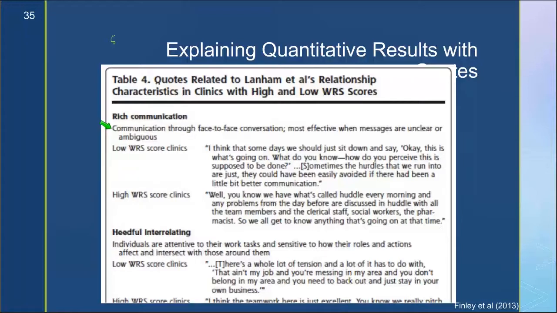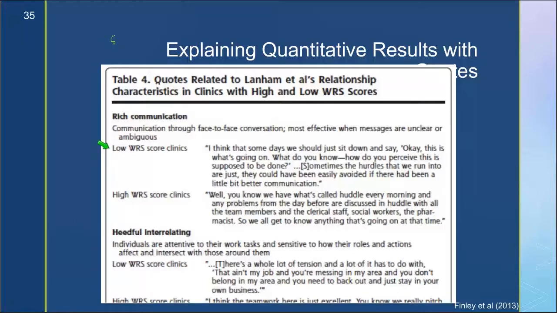Right below it is a summary of the qualitative findings. So in terms of rich communication, they learn communication through face-to-face conversation, most effective when messages are unclear and ambiguous. And then we have low versus high scoring clinics. This is actually just dichotomized quantitative results. So this is quantitative, even though it doesn't necessarily look like it.